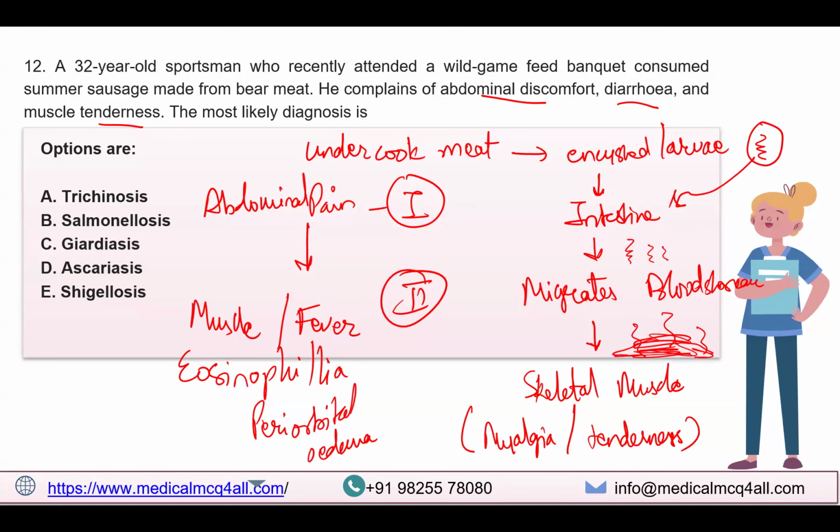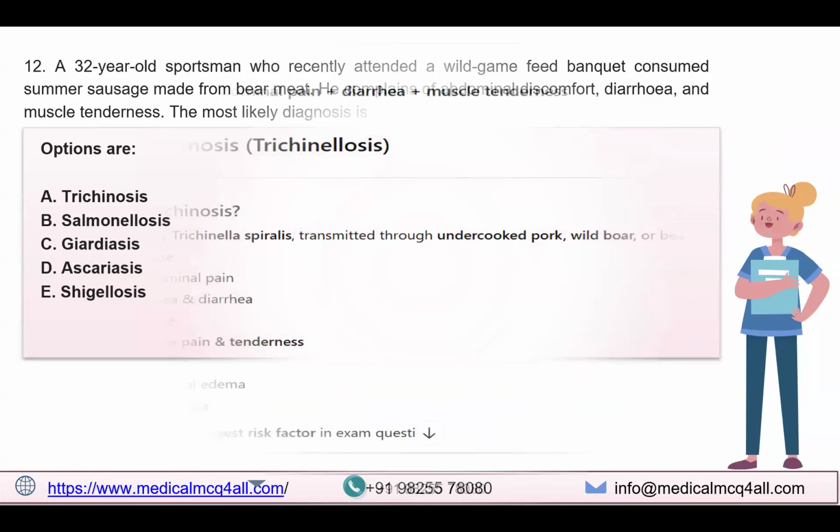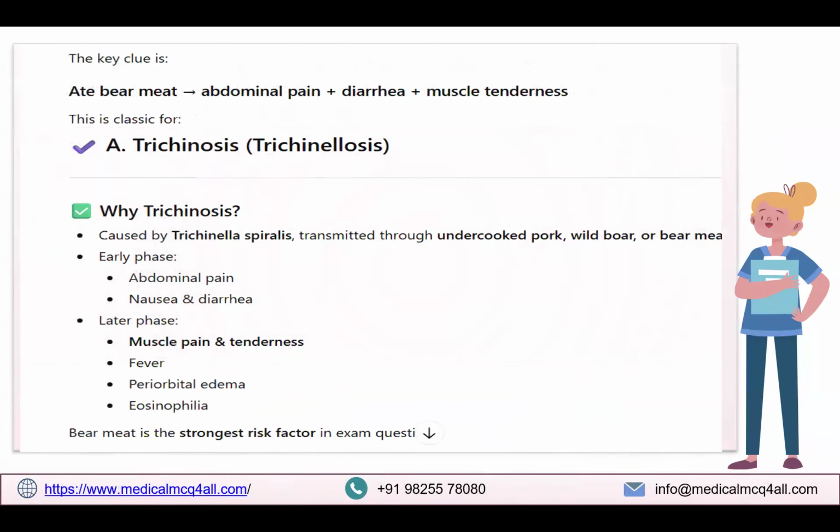So any GI symptoms with muscle tenderness, compulsorily the answer will be Trichinella, unless any direct clue is given. Okay, is it clear? Yes, are you understanding? Yes, ma'am. Perfect.